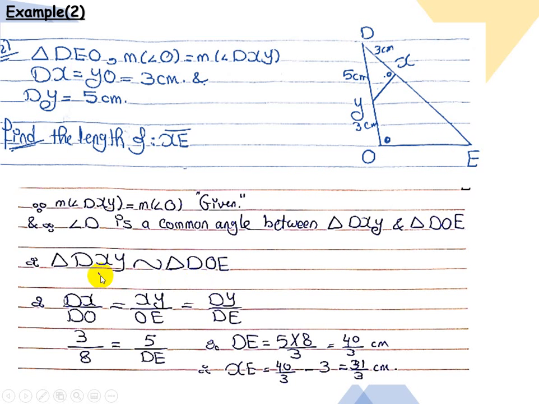And we deduce that DX over DO equals XY over OE equals DY over DE. Substituting DX and DO by their lengths 3 and 8, DY equals 5, so DE equals 5 times 8 over 3, it will be 40 over 3. So XE equals 40 over 3 minus 3, will be 31 over 3 centimeters.